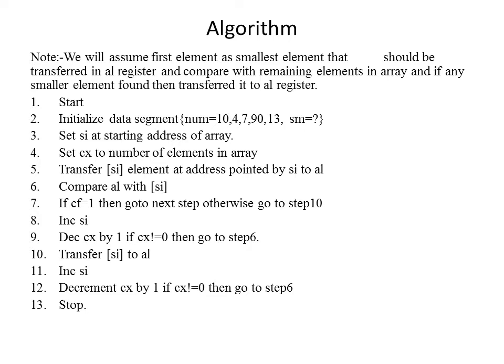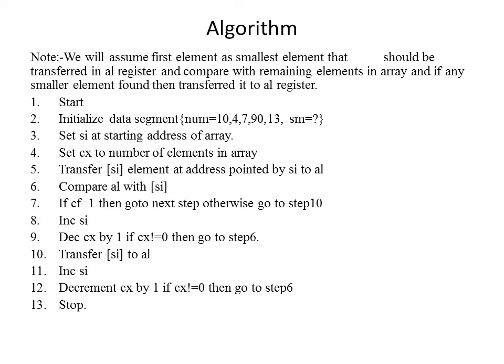Now here we have a comparison operation, and for each comparison we want the smallest element in the AL register. If not, then transfer the other element which we are going to compare into the AL register. So every time we will check the carry flag. If the carry flag is set for a comparison, then the AL register content is the smallest element.